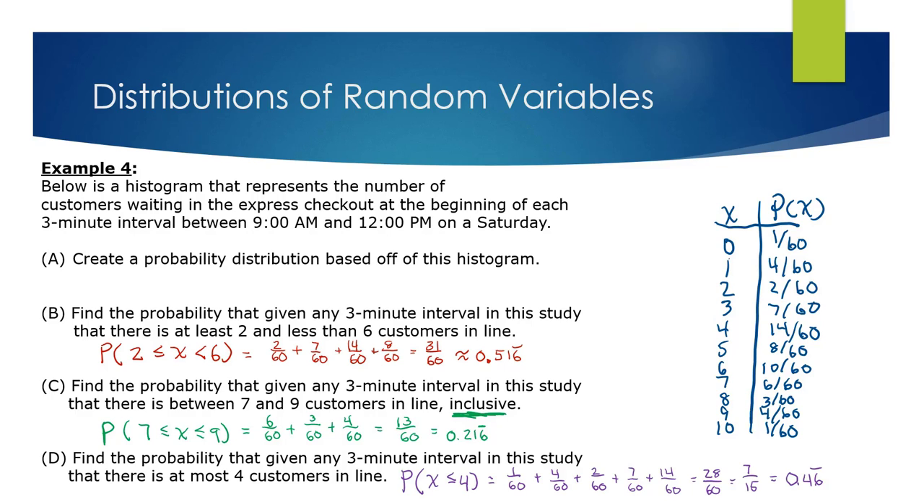So those are your probabilities for each one of these studies, which gives you an idea of how many people tend to be in line most often in these express lanes at this time on a Saturday. You might have to decide whether they need more cashiers or whatever the case might be.